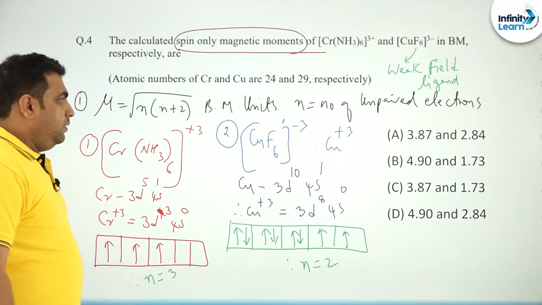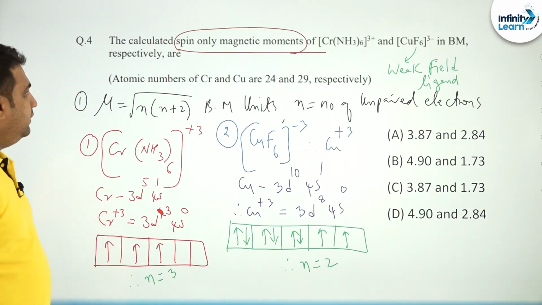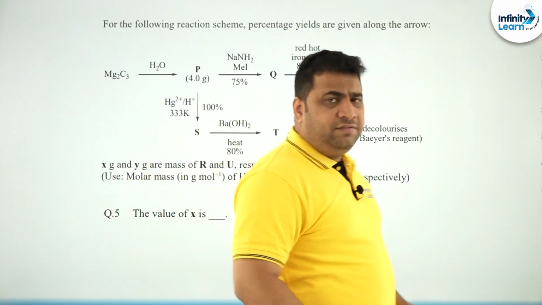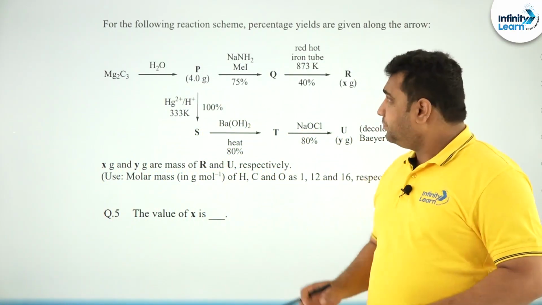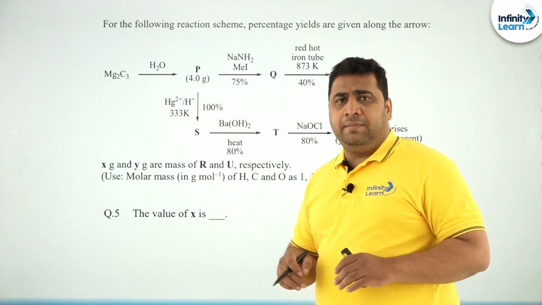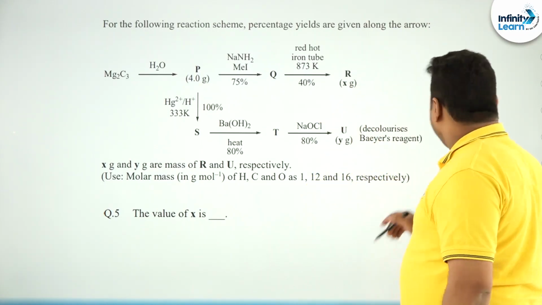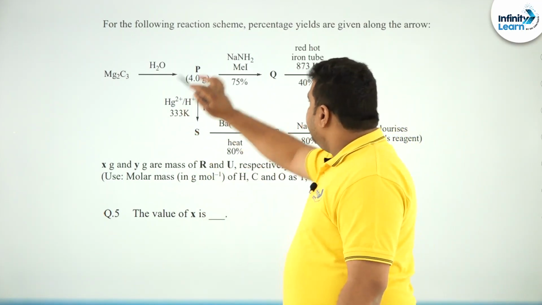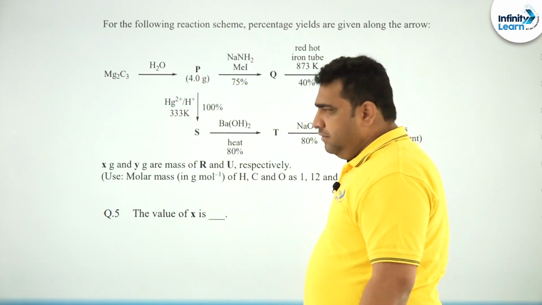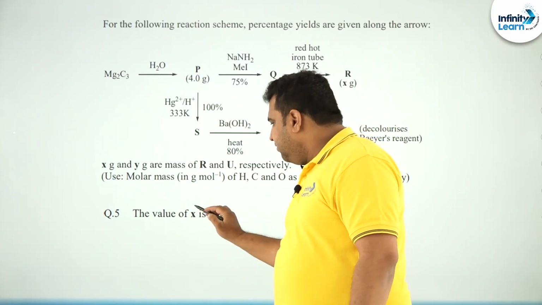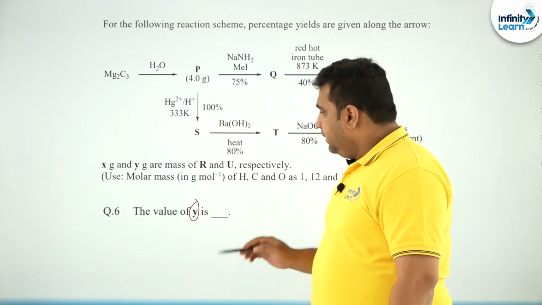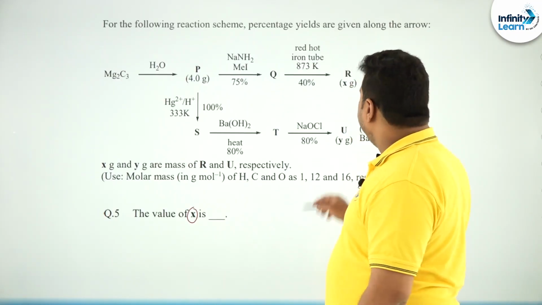Got it? Okay, so now moving further to our next question, question number 5. Question number 5 is very easy. It's a scheme or a paratype. It's very easy. Only the thing is you should know. He gave a scheme to you, a big scheme is there, we will talk later. Here he is asking the value of x, and the next question is asking the value of y. The scheme is the same, the question is the same, but he is asking x and y. So what is x here?